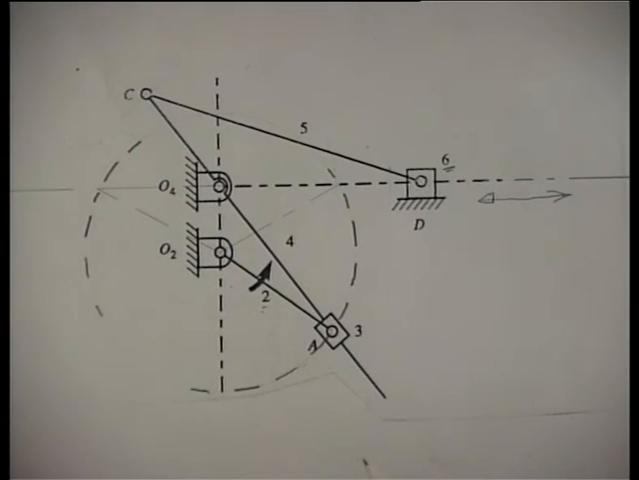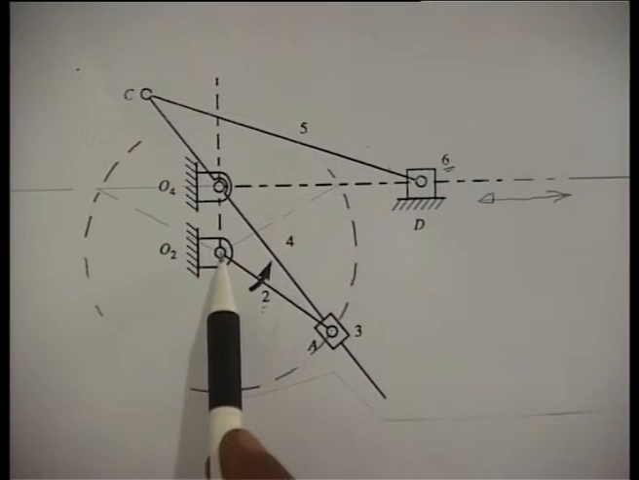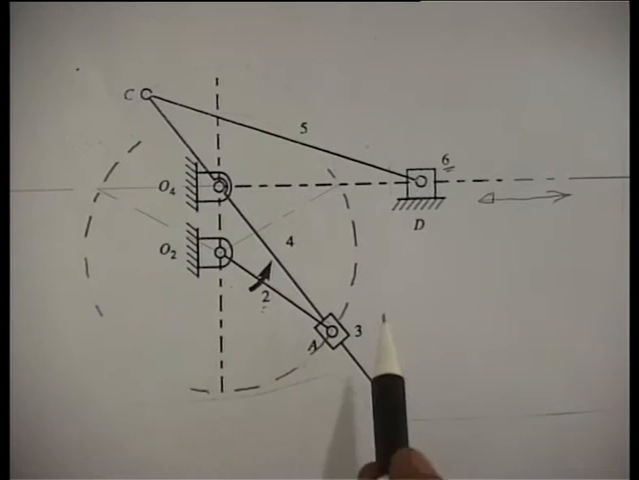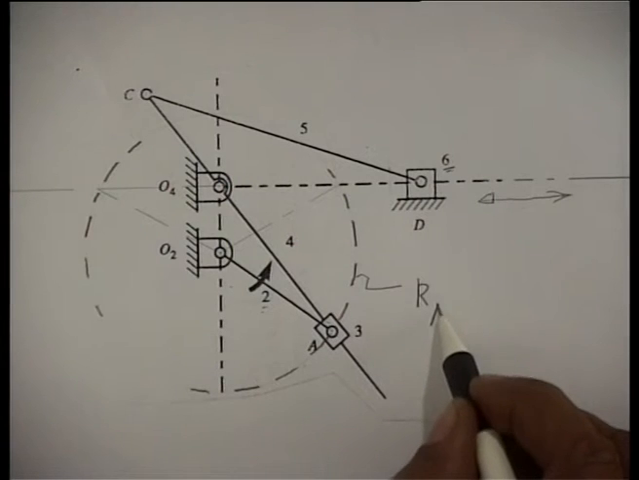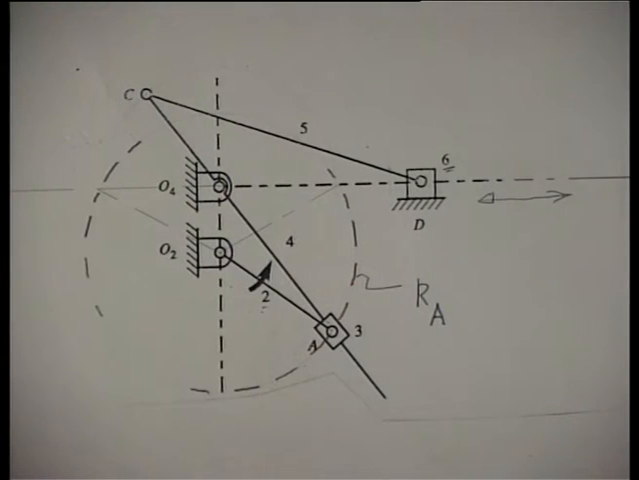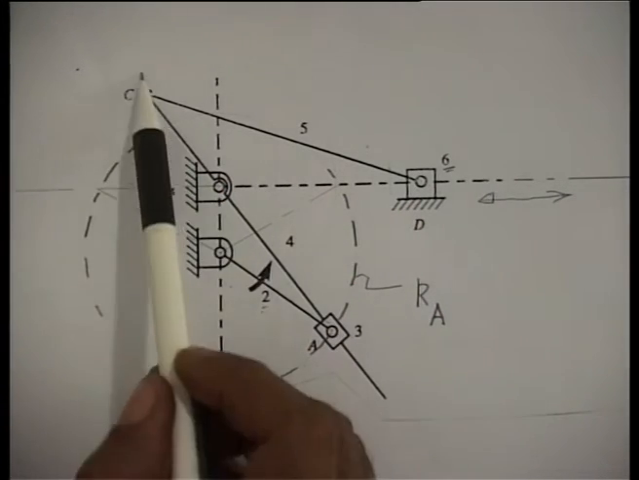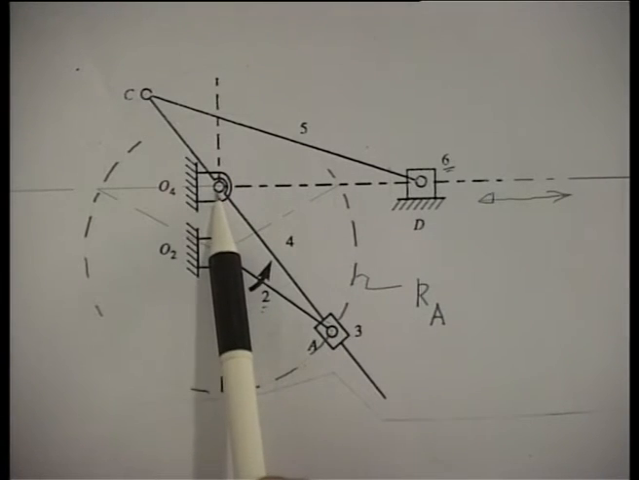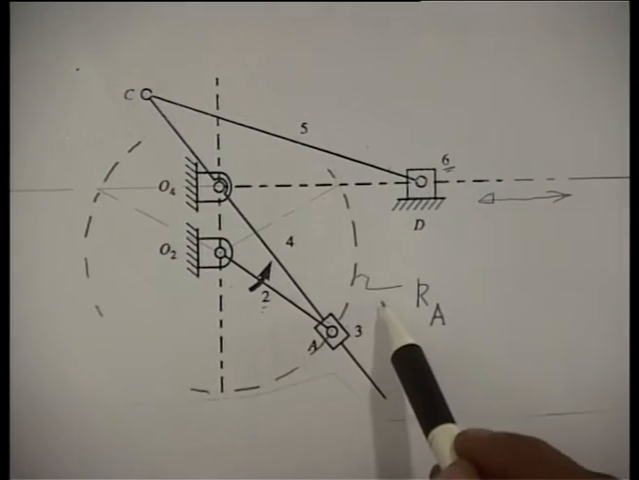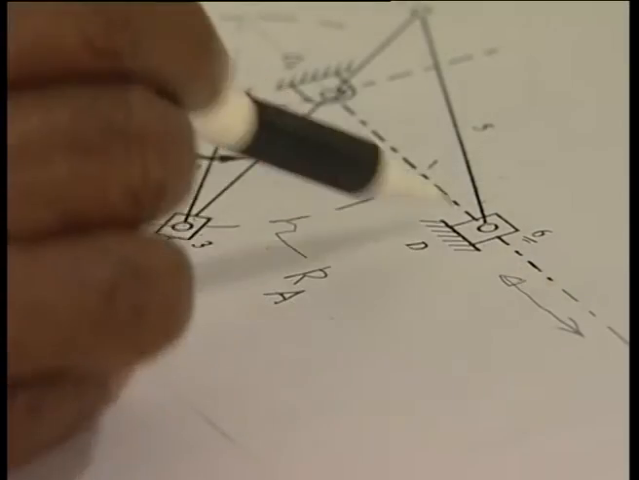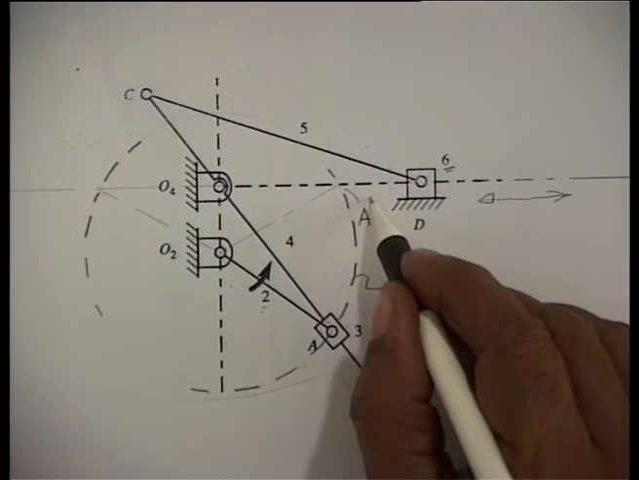Now, the point to note is this point A moves on a circle with O2 as center and O2A as the radius. This is the path of the point A, let me call it Ka. Again, we should note that the points A, O4 and C always lie on the same straight line and O4 is never moving. So, when the point A comes here, that is the point of intersection of Ka and the line of reciprocation of the tool, let me call this point of intersection AL.